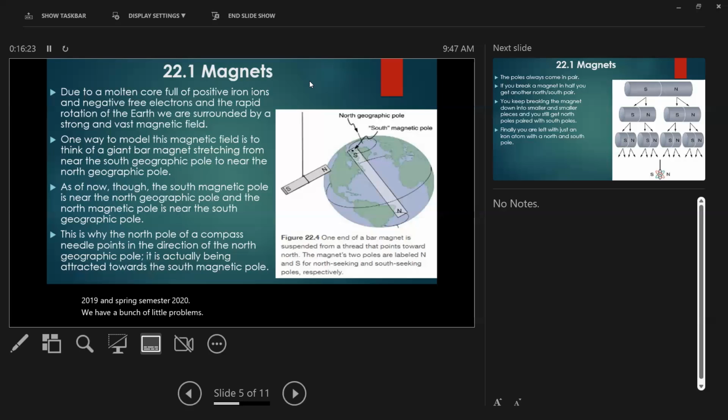So right about that direction should be the north geographical pole. The south magnetic pole should be that direction right there.